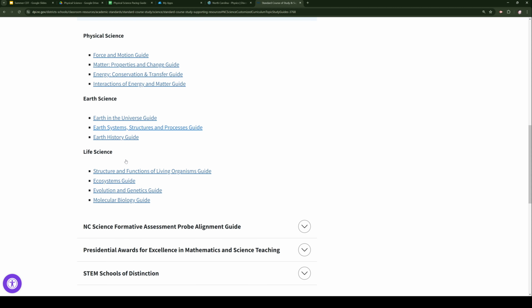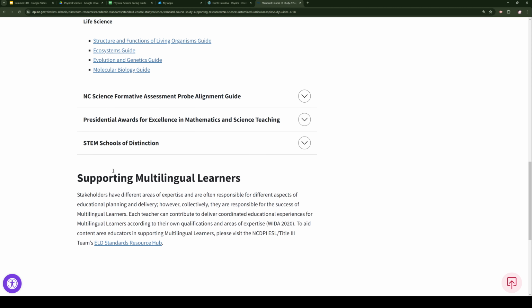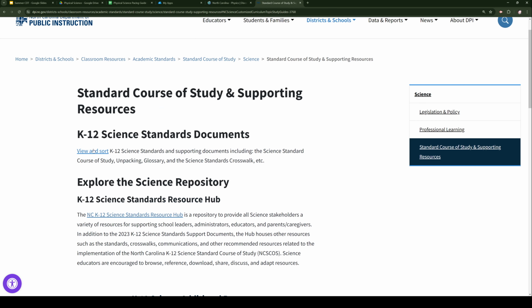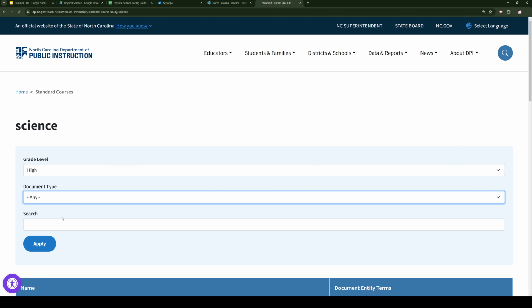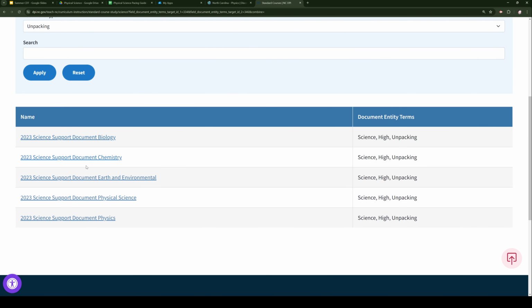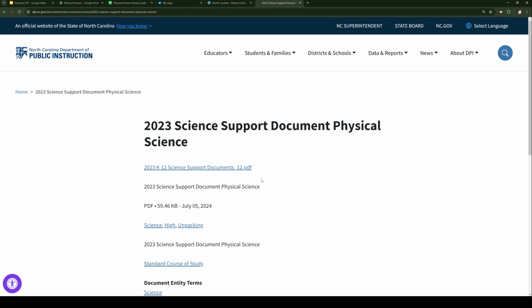So see, this is K-12. Sorry, I'm getting distracted here. This is not where I want to be, is it? I view and sort, yeah. I want to go to high school. I want to look at the unpacking. And I want to see it for physical science. That's what I want to see. This is what I want to see.